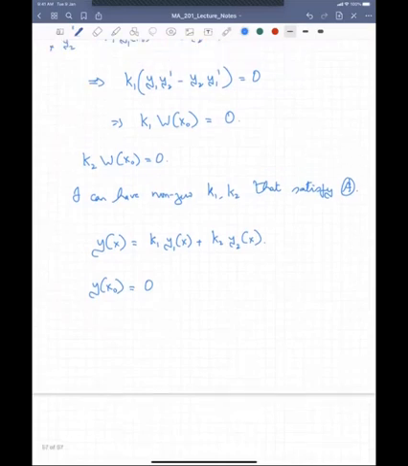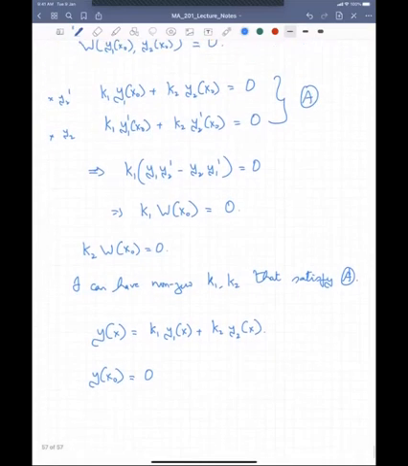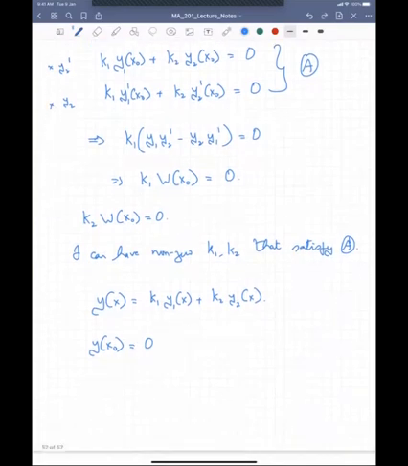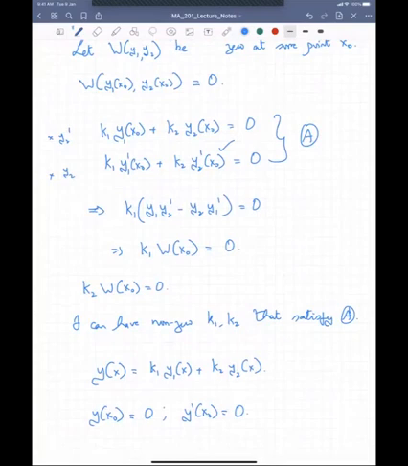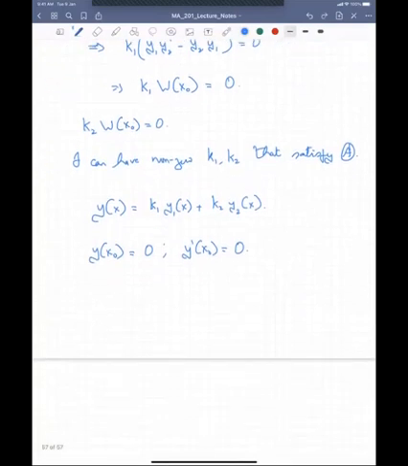Why should it be 0? Because K1 y1 at x0 plus K2 y2 at x0 is equal to 0 from the first of these equations. So y at x0 has to be equal to 0, and y prime of x0 also has to be 0 because of this equation. So I am solving a differential equation with these particular initial value conditions.